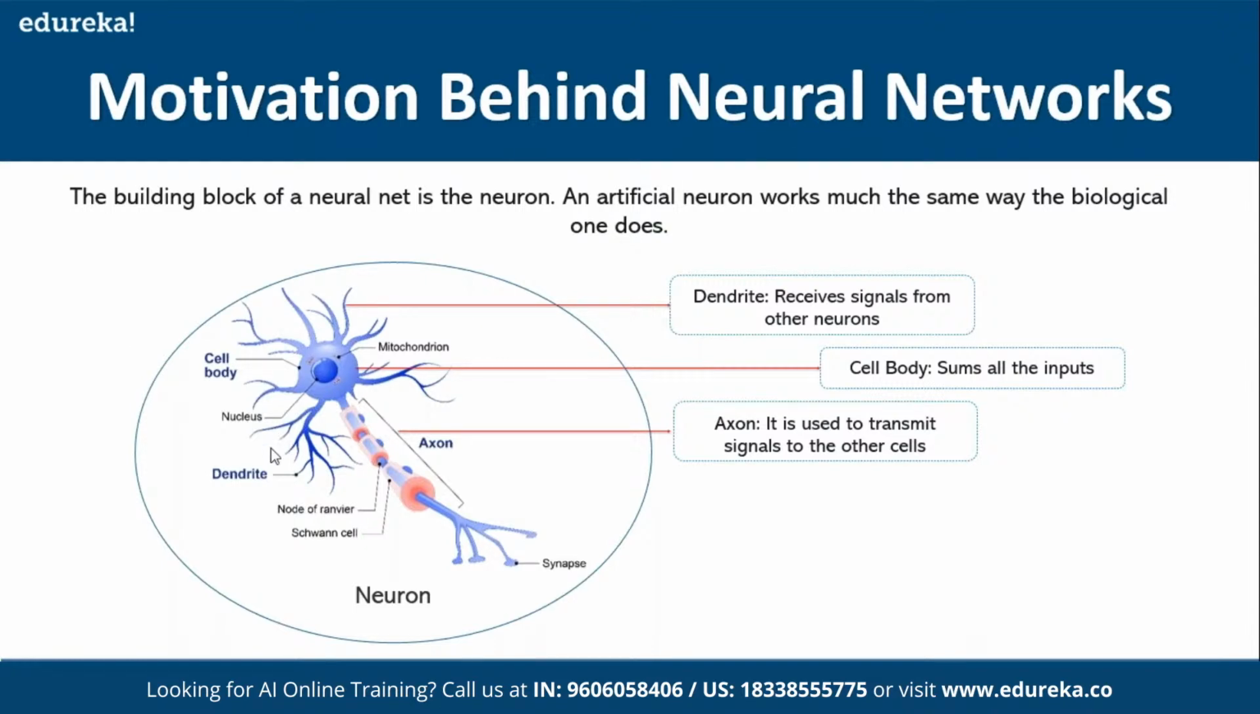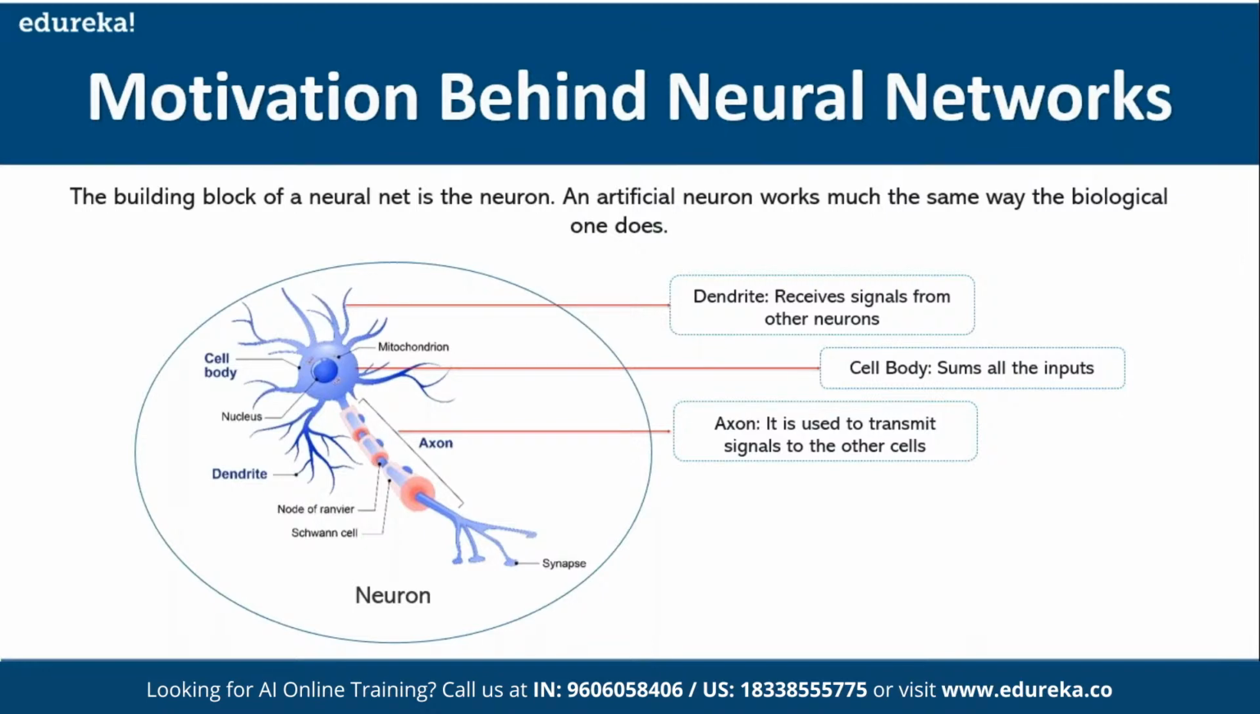It has a dendrite, which is an area which receives the signal from other neurons. Then you have the cell body, which is the area which sums up all the inputs. Then you have the axon, used to transmit signals to other cells. So this neuron became a motivational factor to create artificially enabled neurons.